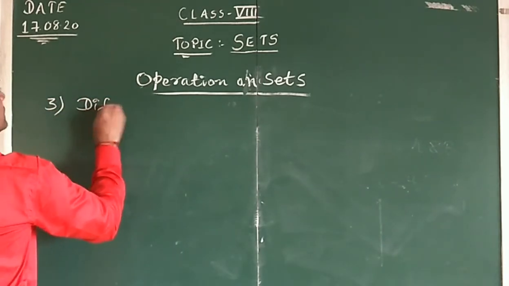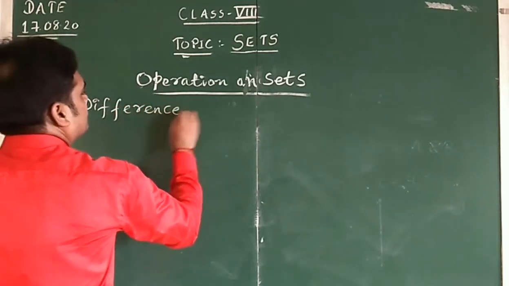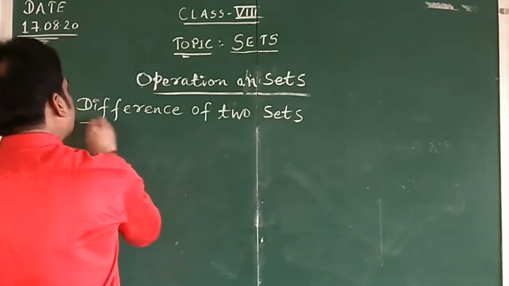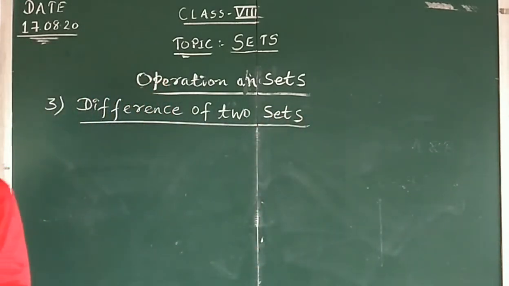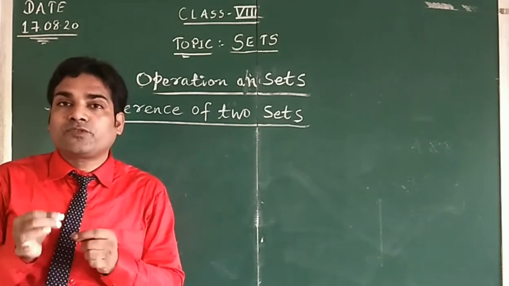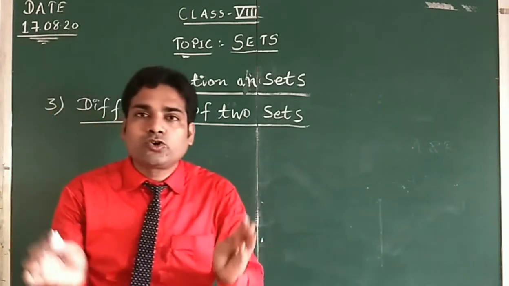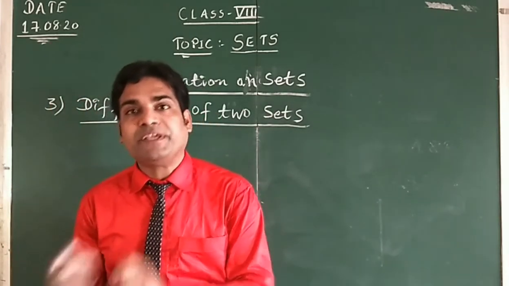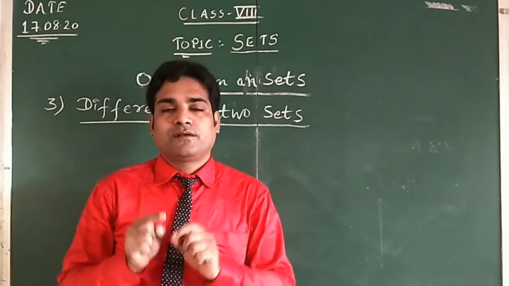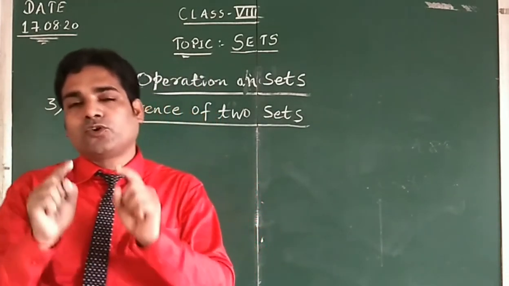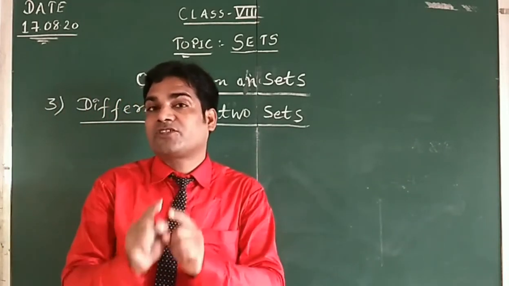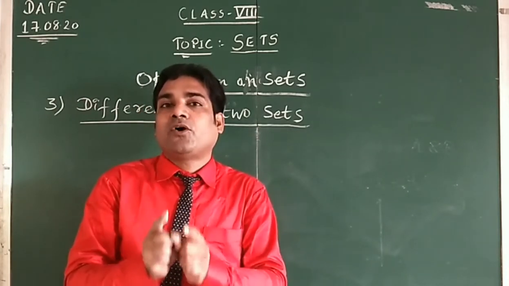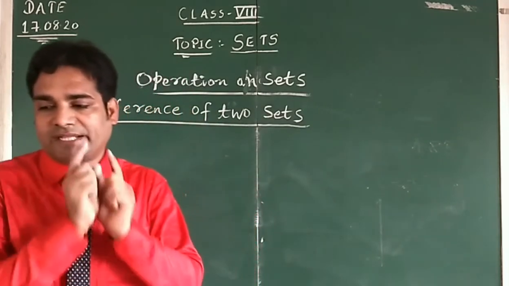Two sets. Now children, how do we find the difference of two sets? See, the difference of two sets is the set consisting of all those elements which belong to A but do not belong to B. Then we say that this is A minus B, or the difference of sets.